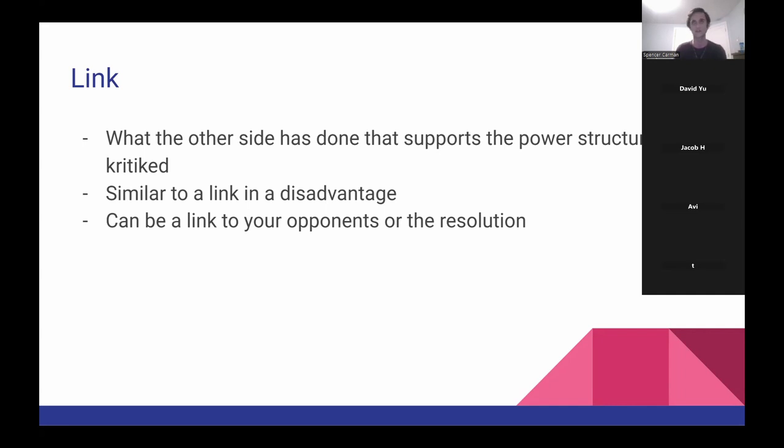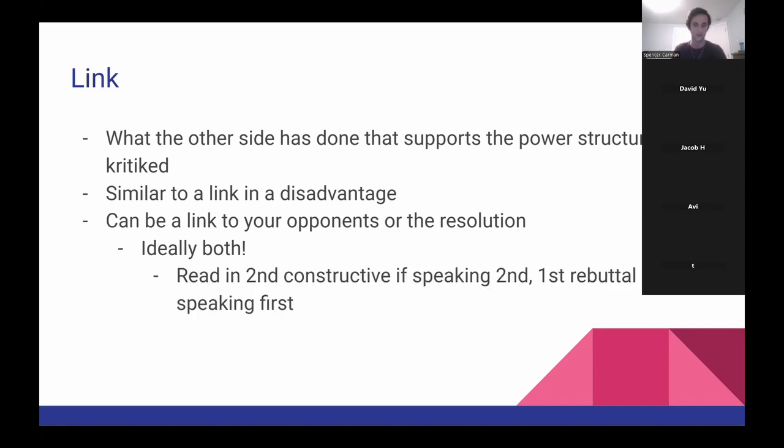You could just say that the resolution, for example, is supporting capitalism or supporting, I don't know, settler colonialism or whatever it is that you're critiquing. Or you could read a link to your opponents. And ideally, you're reading both, so that way you just have more offense, because just like you would want to read multiple links in a normal contention, it's also advantageous for you to read multiple links into your critique. So you have multiple different ones that you can go for if some of them get refuted.